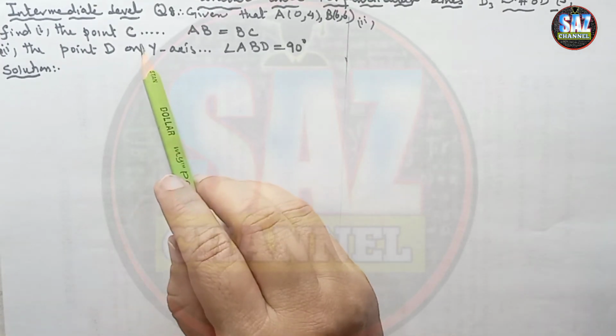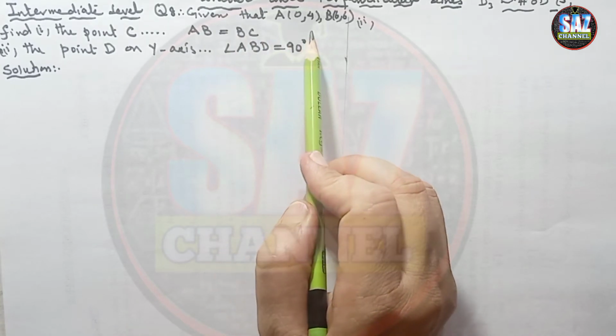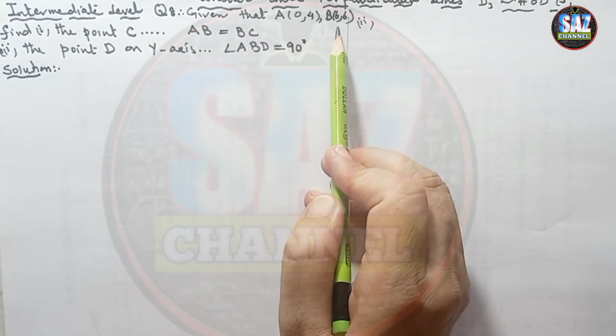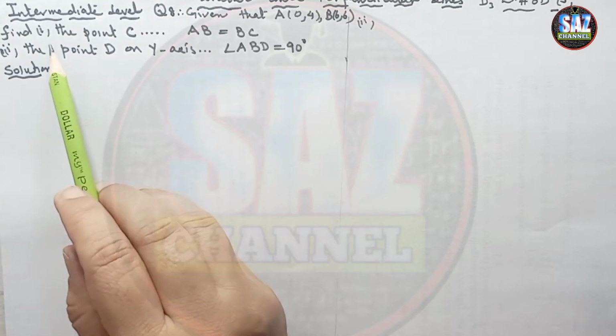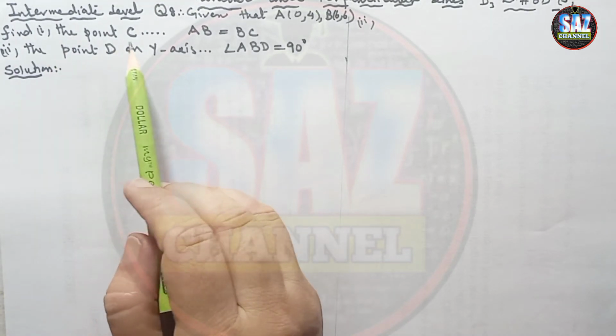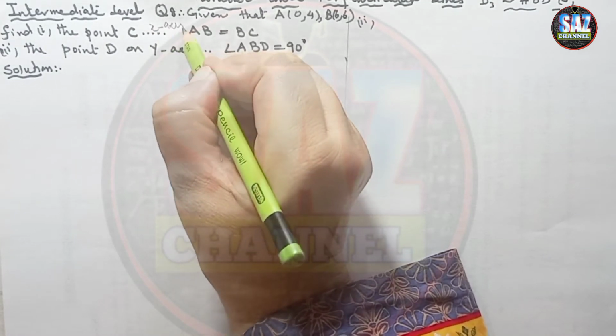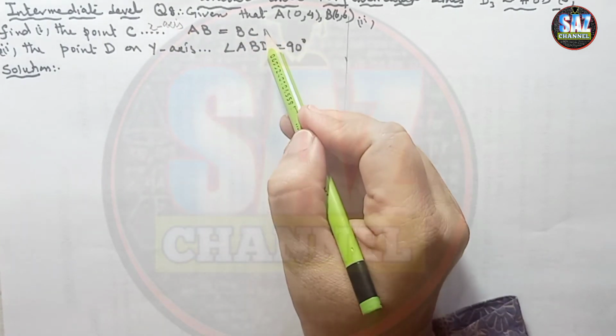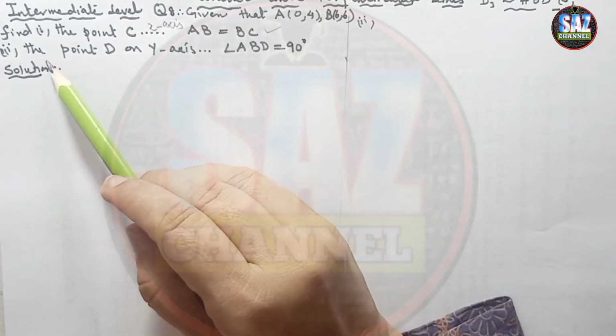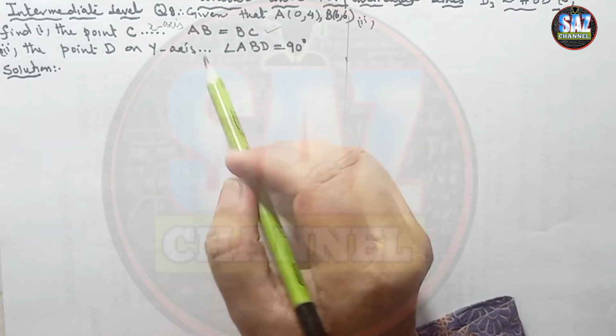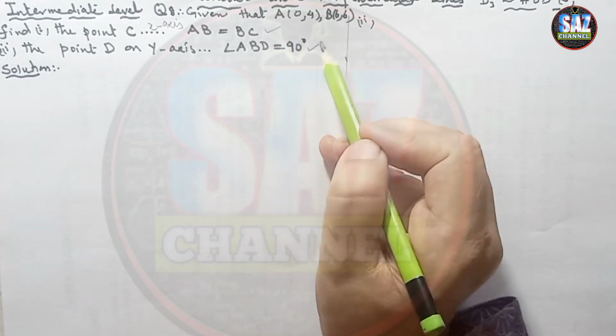Question says, given that A is the point (0, 4) and B is the point (6, 6), and in the first part it says C is the point on the x-axis, such that AB equals BC, and point D is on the y-axis such that angle ABD is 90 degrees.